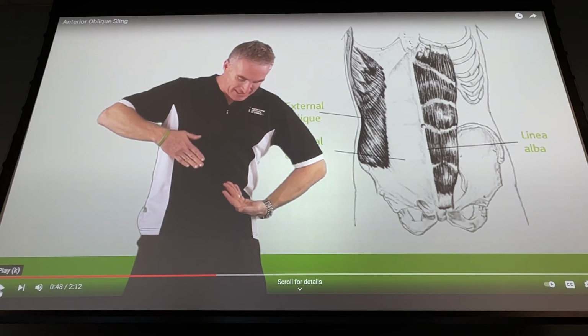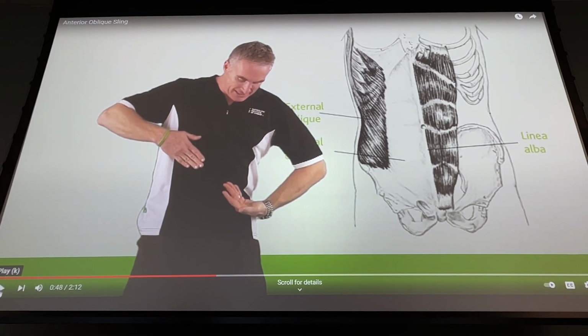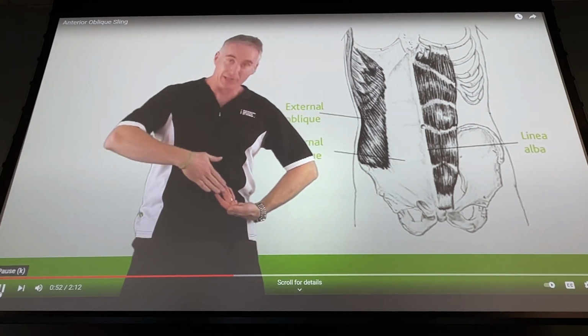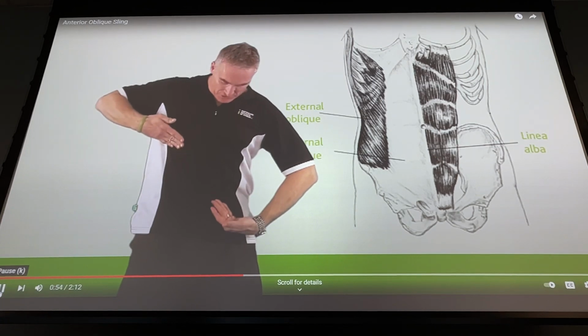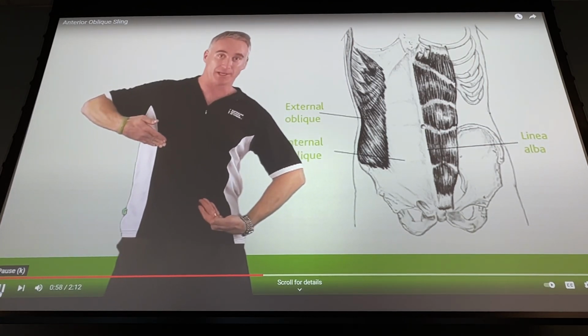Where do the fibers of the external oblique go? They go at an angle like that, whereas the internal obliques go at an angle. So they go at different angles, but you don't understand why until you understand that sling system. The internal oblique on the other side via the linea alba. So you see that direction on my shirt there? That's the fiber direction of the anterior oblique sling.